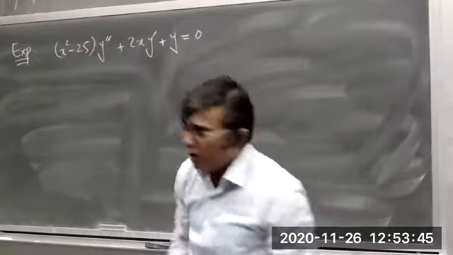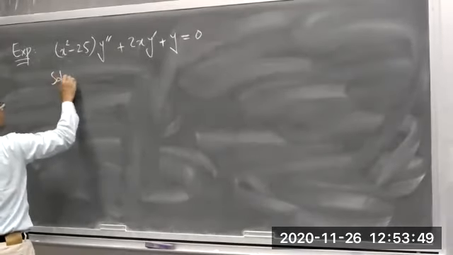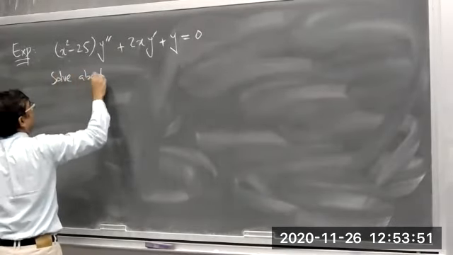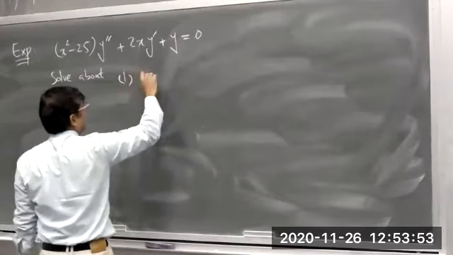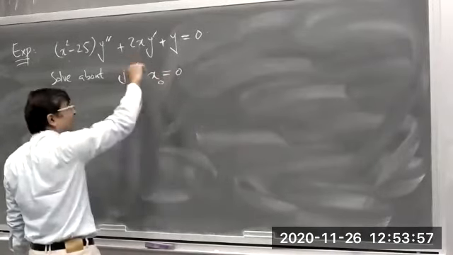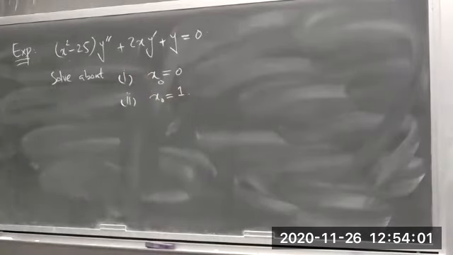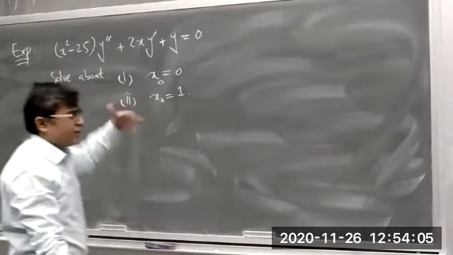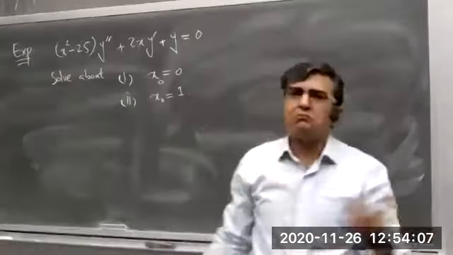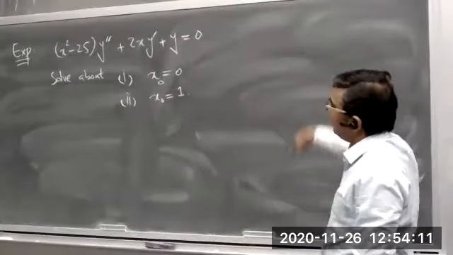And we need to solve about the ordinary point x naught is 0, and the second, solve again this differential equation about the ordinary point x naught equal to 1. Now, in order to solve this differential equation using the power series method, we do the similar procedure which we have done for the previous example.